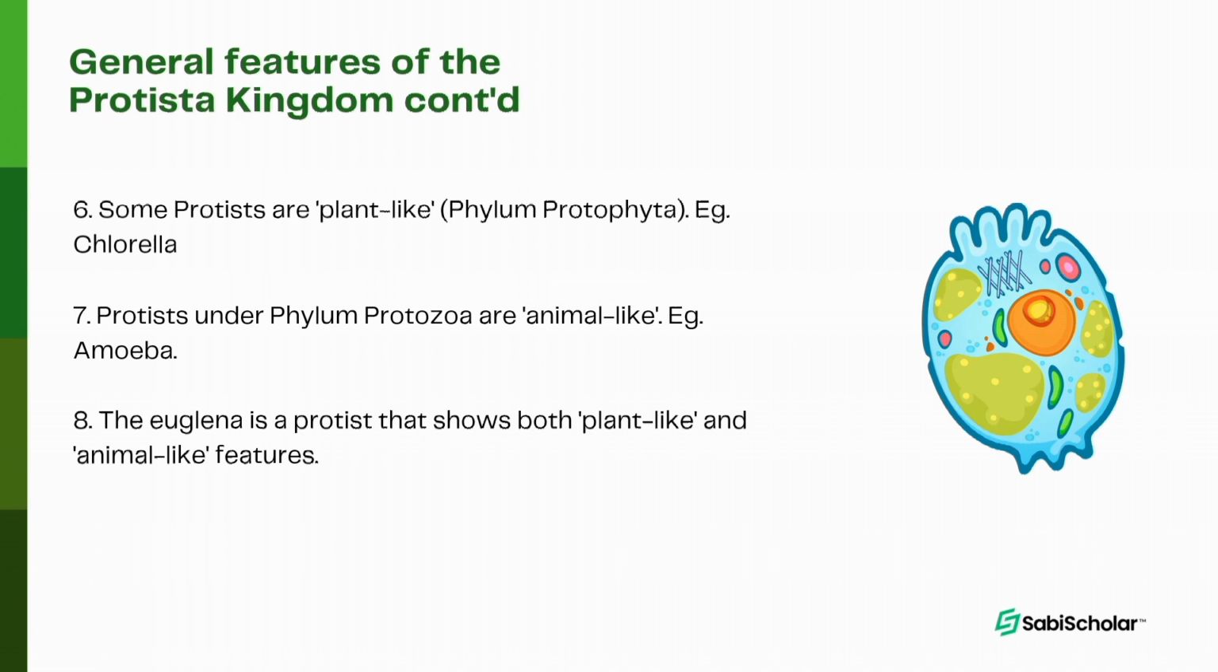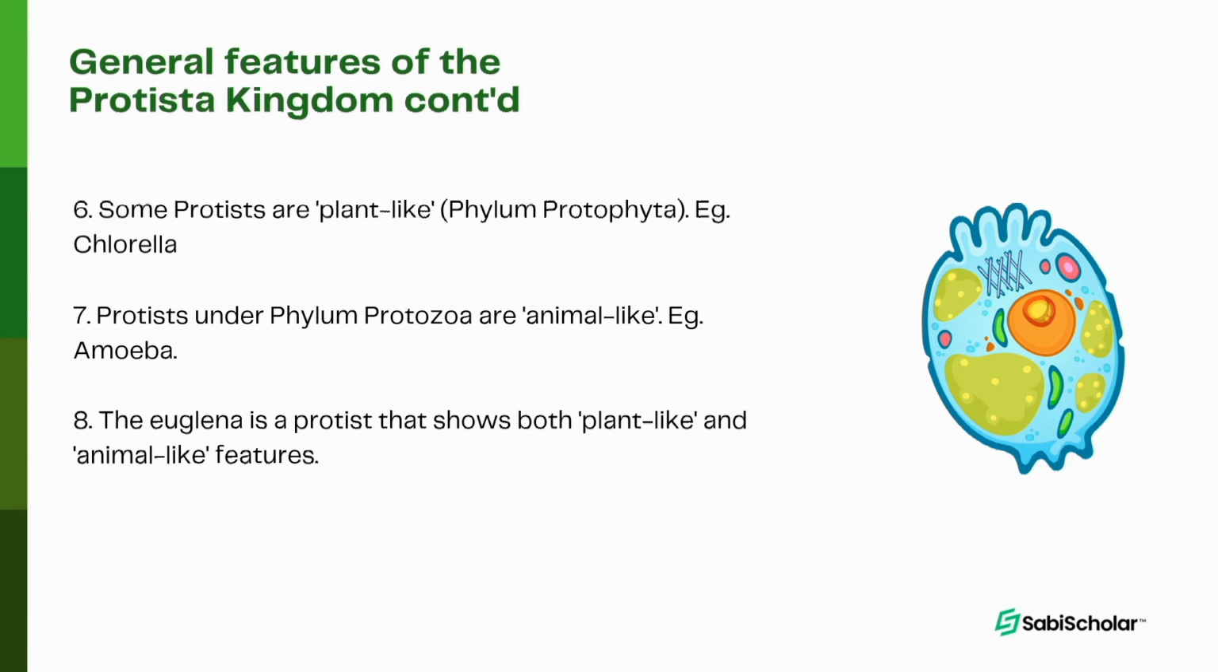Still under the Protista kingdom, there are some that behave animal-like. These ones are under the phylum Protozoa. Now, why we say they behave animal-like is because they feed on already made food. They have no cellulose cell wall and they don't have chloroplasts. Examples of these ones are the Amoeba and the Paramecium.